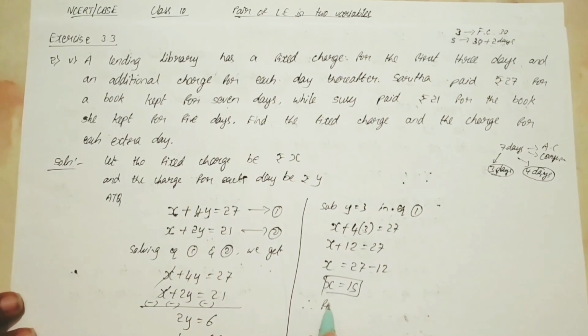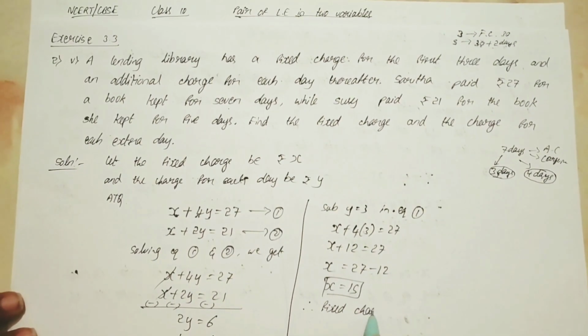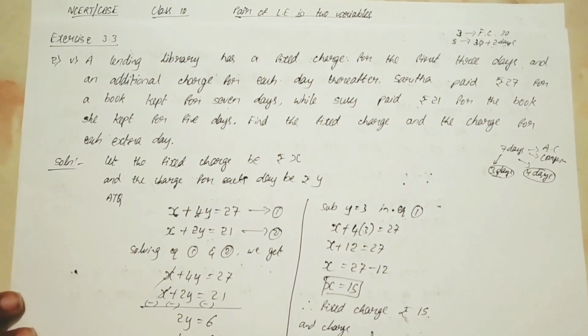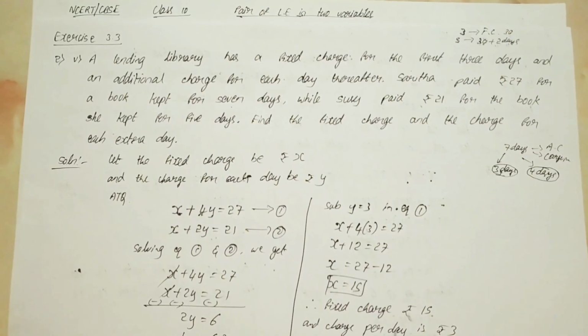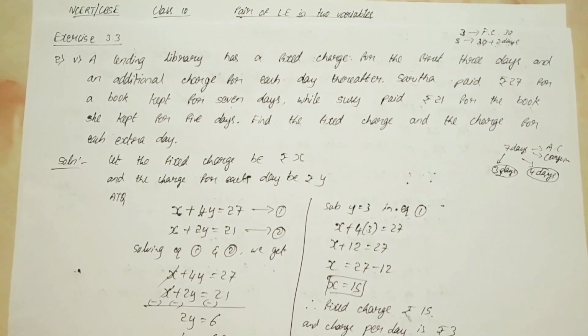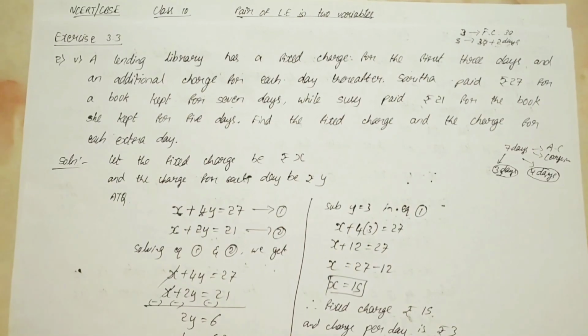Therefore, the fixed charge is rupees 15 and the charge per day is rupees 3. So that means the fixed charge is 15 rupees and the charge for one additional day is 3 rupees, right? So this is how we can solve this question.